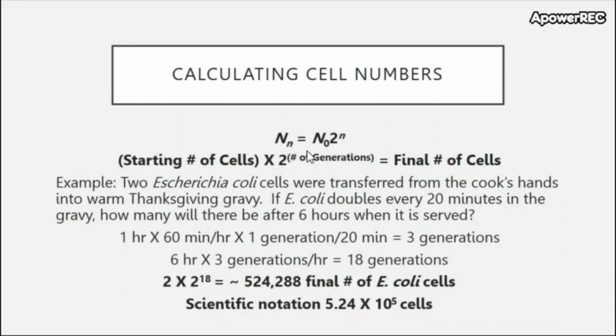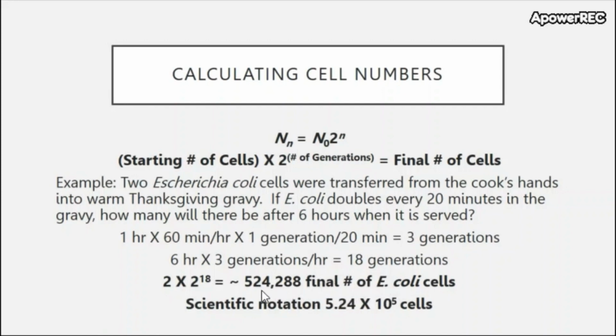So we set up this problem by saying our starting number of cells is 2. We're going to multiply that by 2, and we're going to raise that to the number of generations, which is 18. So if you plug that into your calculator, 2 times 2 to the 18th power, you get 524,288 E. coli cells in the final solution, that final gravy.